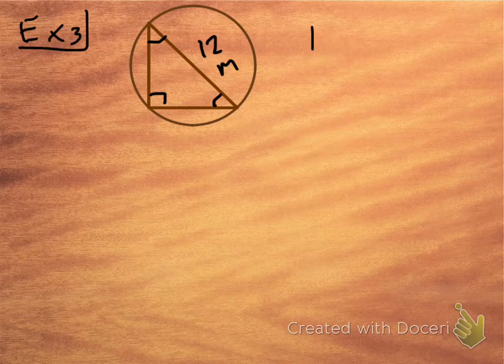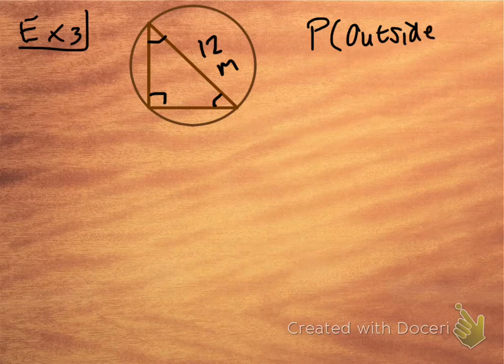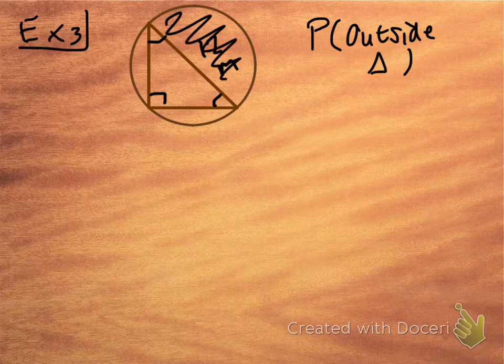Now, what if I said the probability of landing outside the triangle? Okay, so outside the triangle. So that means, I'm going to highlight it real quick, landing anywhere on the outer parts here. So in the circle, but out of the triangle.